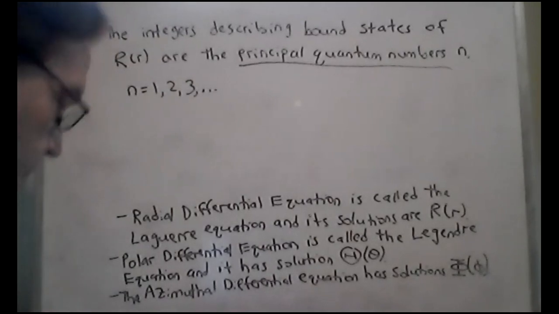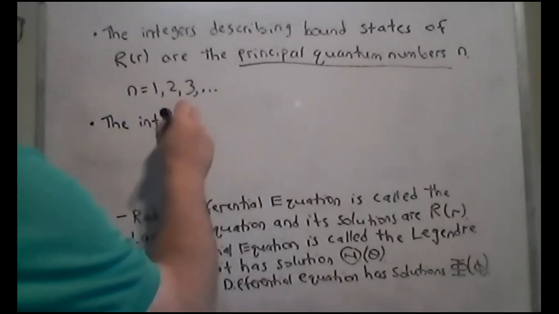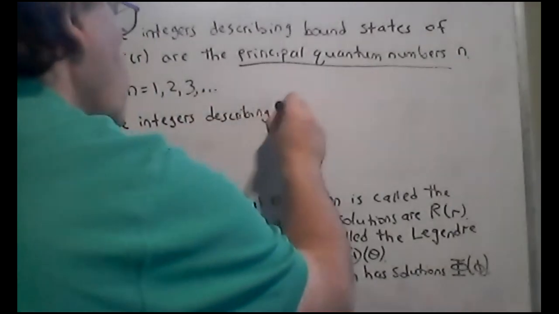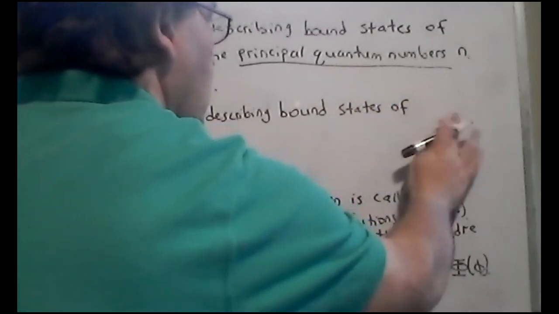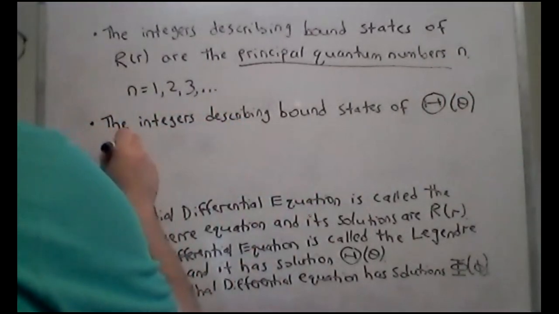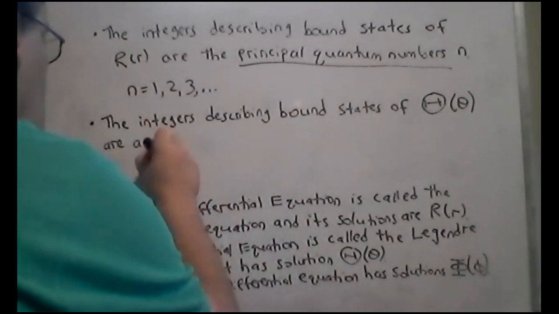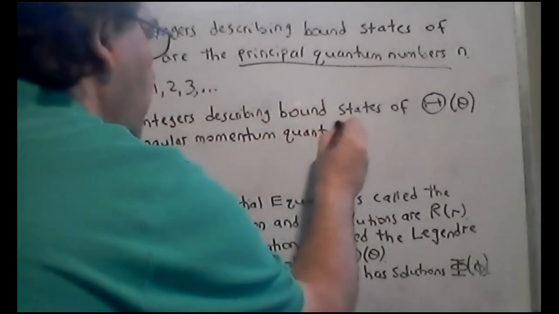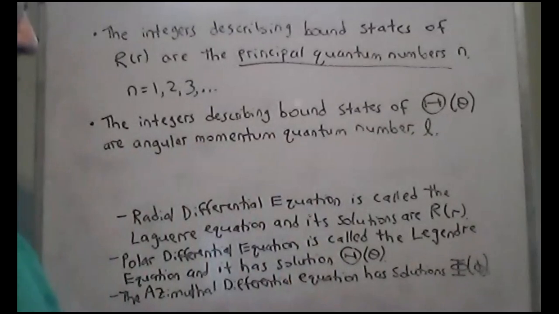Okay. Then we have solving the polar equation. The integers describing the bound states of cap theta of theta, the polar solutions, are the orbital angular momentum quantum number. And we usually call it, I usually have it as a small L, a script L, so it doesn't look like a 1. That's the way I write it.